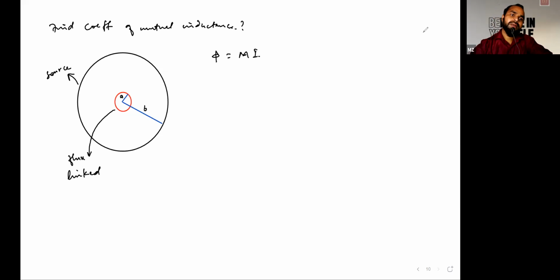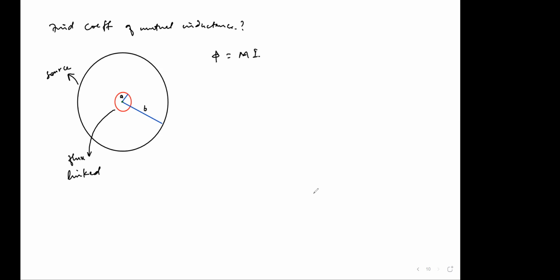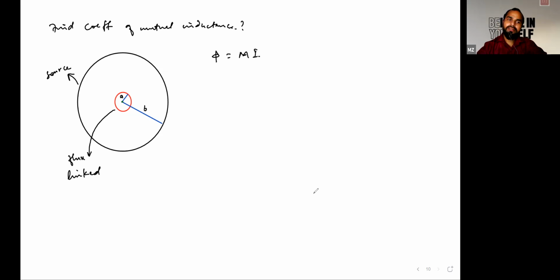You may ask, this particular source will generate magnetic field. You must have learned the magnetic field due to circular coil at the center. Amit, have you remembered the formula? Yes, sir. What would be the formula for a magnetic field due to current carrying circular loop at its center?